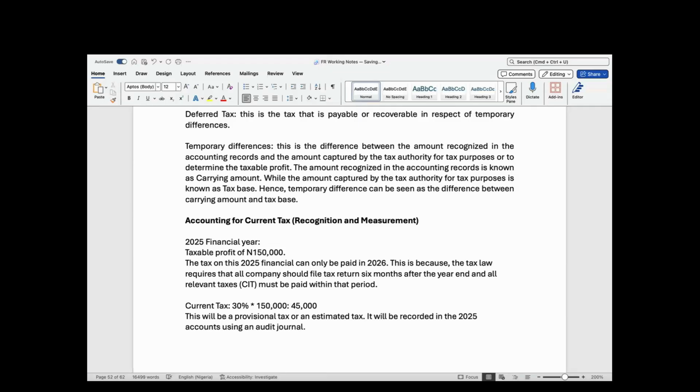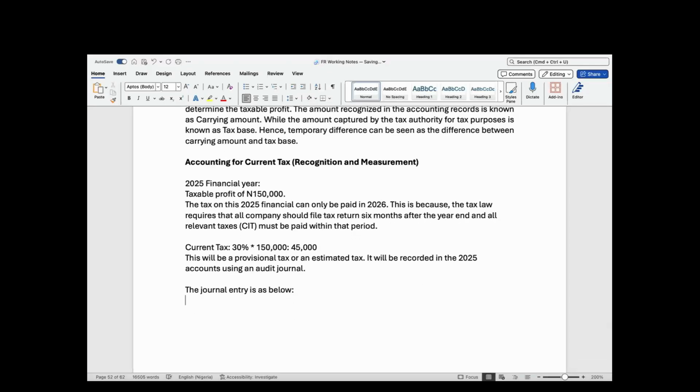Because this tax is usually determined after the year end. It's not during the year transaction. As far as 2025 account is concerned, it's determined after the year end when we have closed the books. Because of that, we enter it through journal. And the journal entry we pass is as below. So it comes in as an expense, it's part of income tax expense.